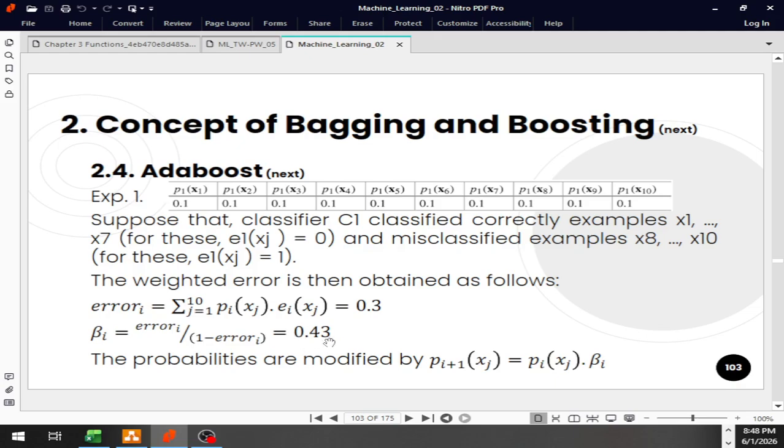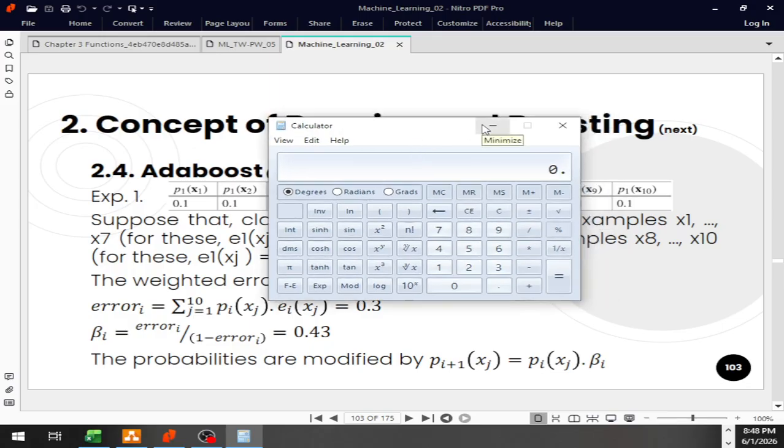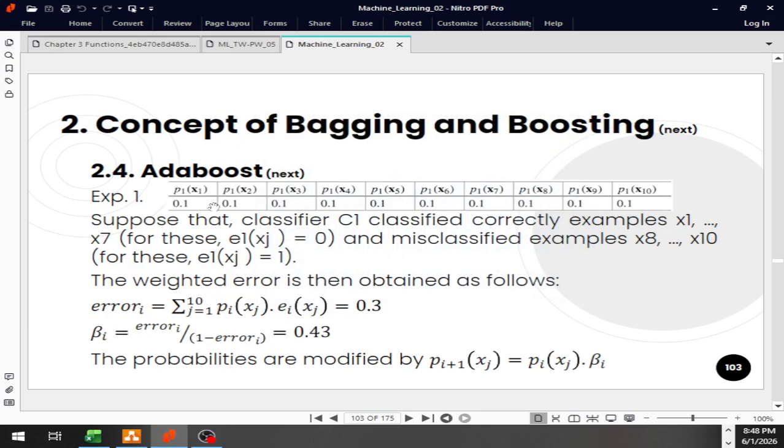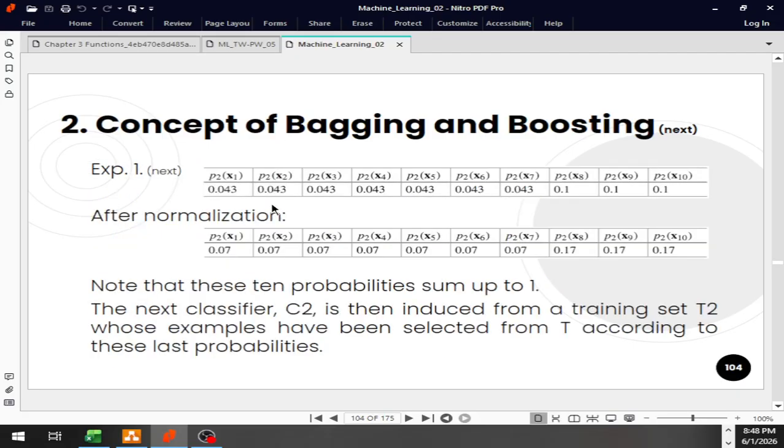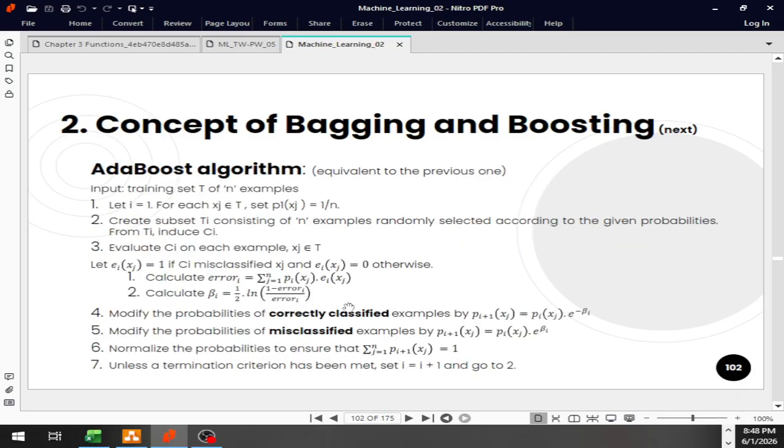Now we calculated the beta. The beta is 0.3 over 1 minus 0.3. Let's bring the calculator. 0.3 over 0.7, and here you can see that it is 0.43. So now this is the original probabilities of our data. Now what we are going to do, we are going to multiply. Let's go to the rules.